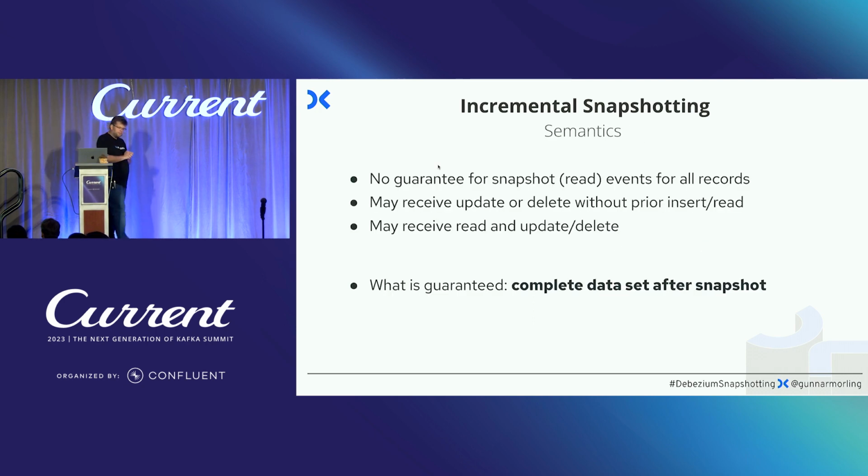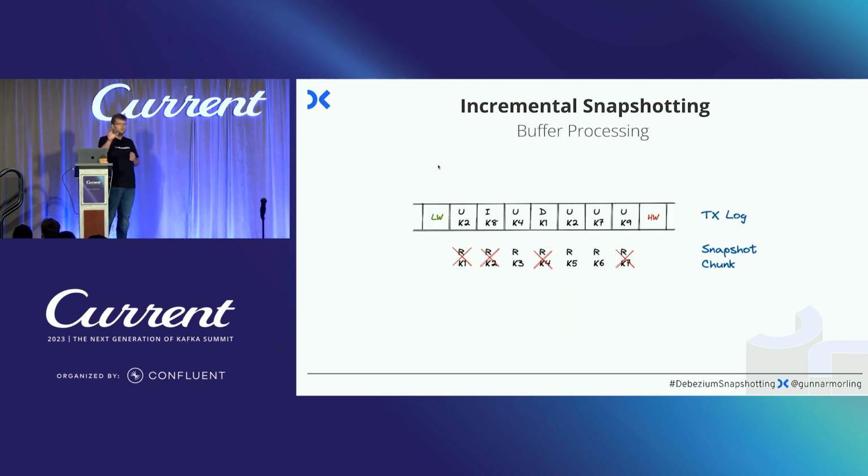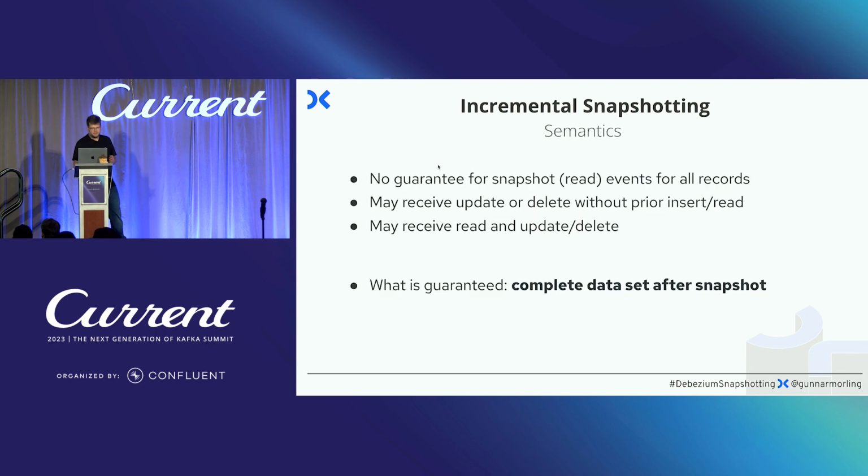Now, what's important to understand is that there are specific changes to the semantics of such a snapshot. For instance, you won't have any guarantee that you will see a snapshot record or a snapshot event for each and every one of your records, because if we go back to the previous slide, you will see if data is modified, we take the update or insert or delete events from there. So, we won't have read events for everything.